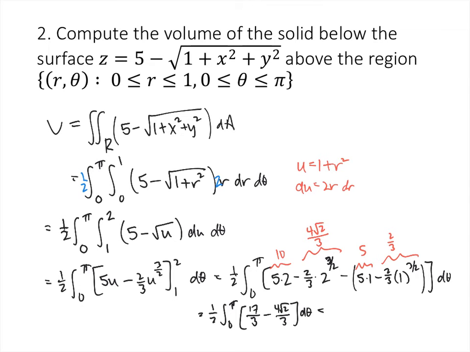And when we integrate that with respect to theta, we just get that stuff times theta, plug in pi, plug in 0, so the whole thing just gets multiplied by pi. So what we end up with is 17 over 6 minus 2 radical 2 over 3, all times pi. It's a little bit nasty looking, but that is the result that we get.